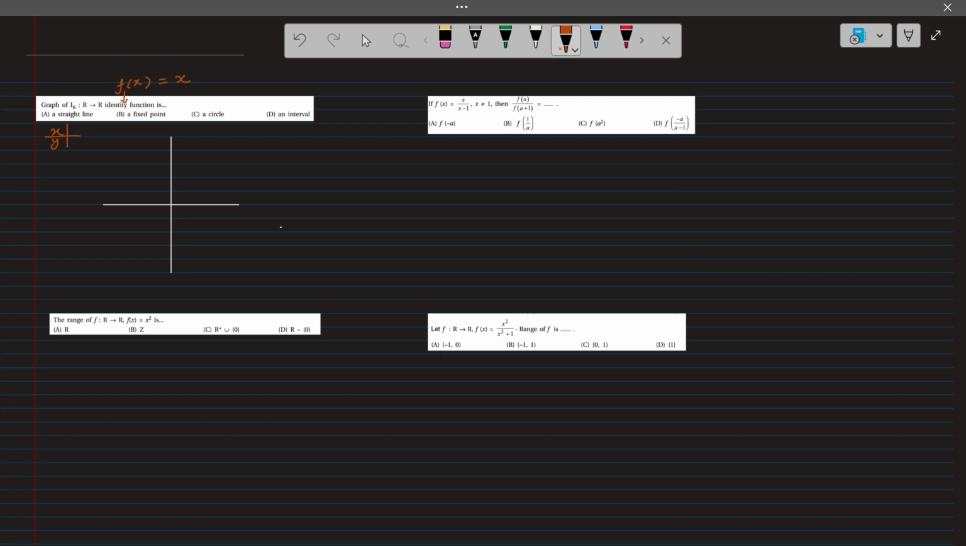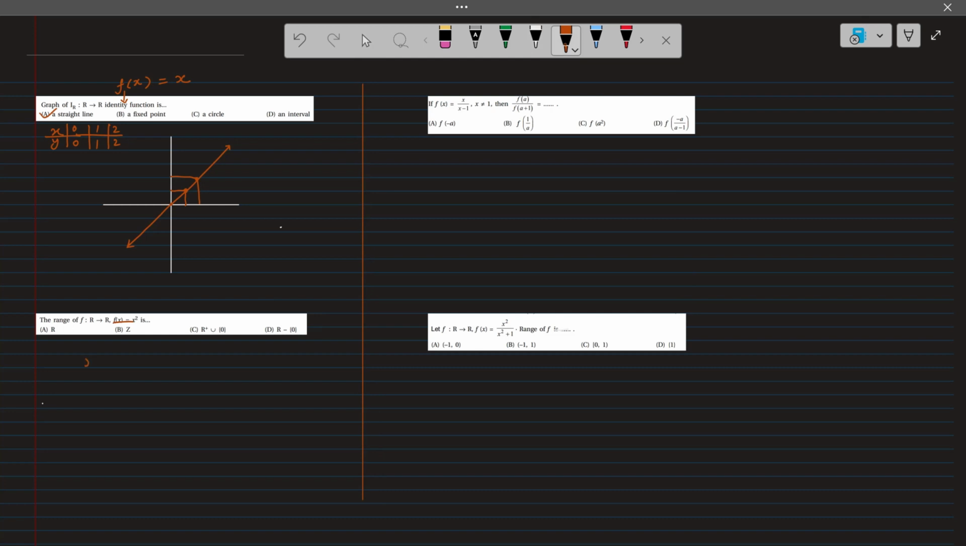on the graph. When x is 0, obviously y will become 0. When x is 1, y will become 1. When x is 2, y will become 2. Plotting this way, we can say (0, 0), (1, 1), (2, 2), and connecting all this, the graph we get is a straight line. Okay, it is also given in the textbook. f of x is equal to x is identity function whose graph will be a straight line, option A.